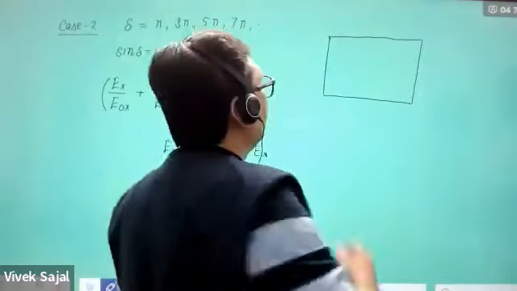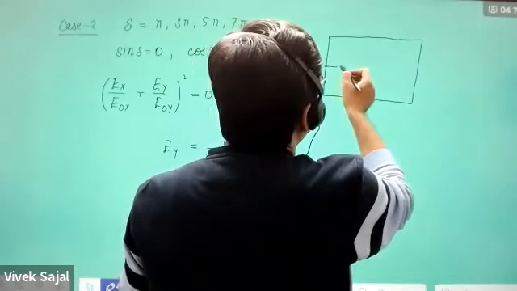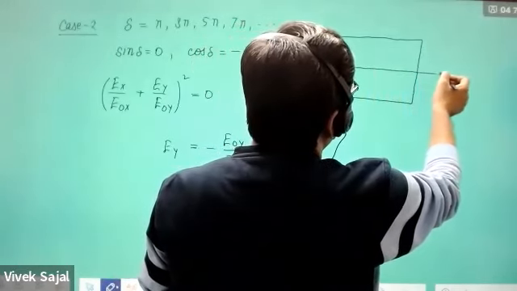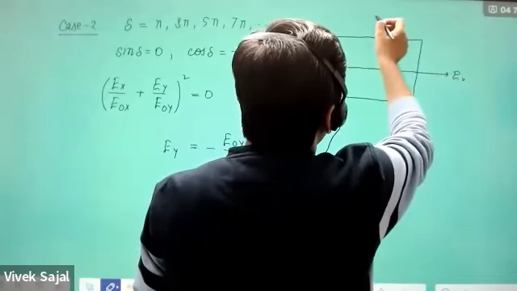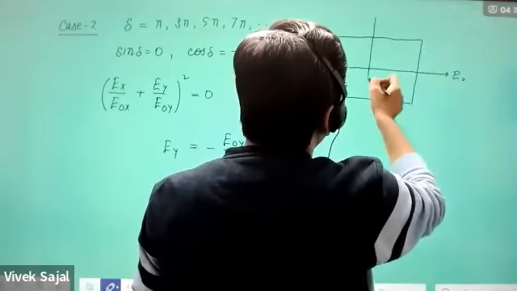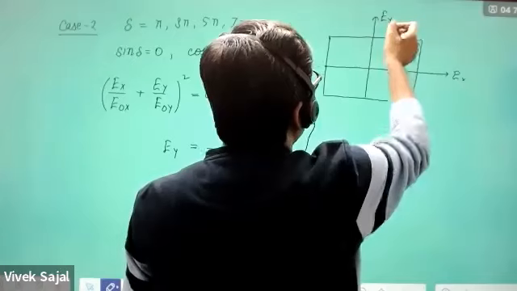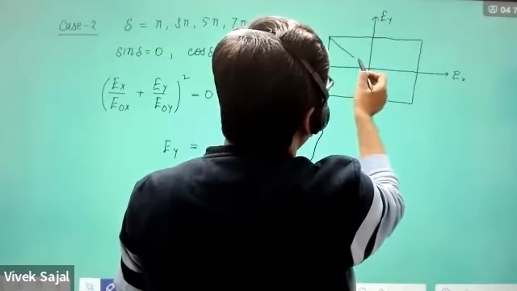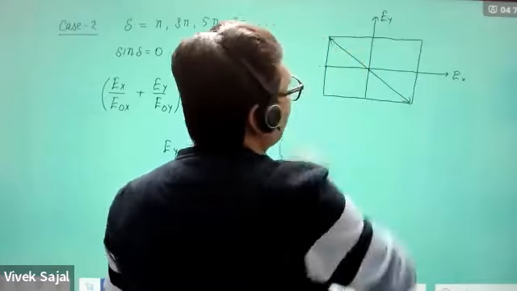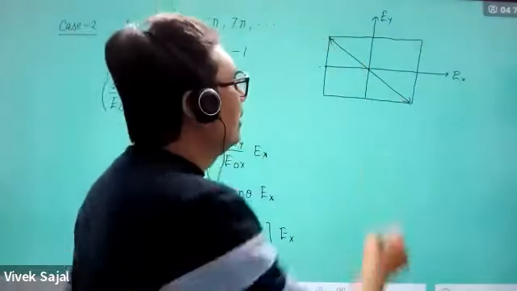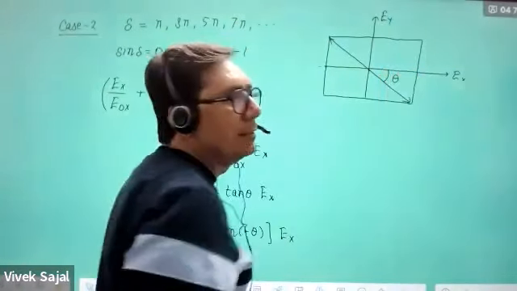Okay, it will be like this. This is Ex. This is Ey. And the emergent light will be like this. This will be the emergent light. And this angle is the direction theta.